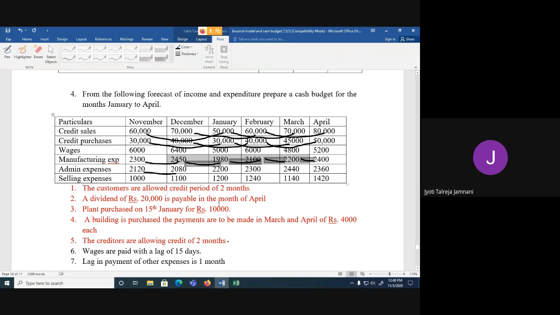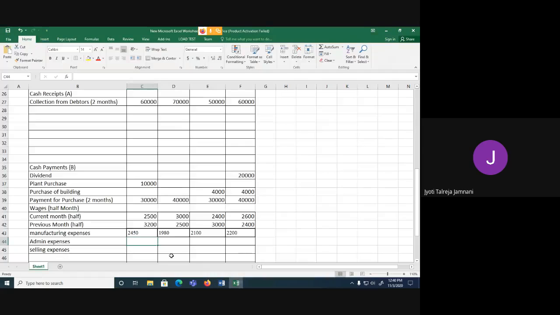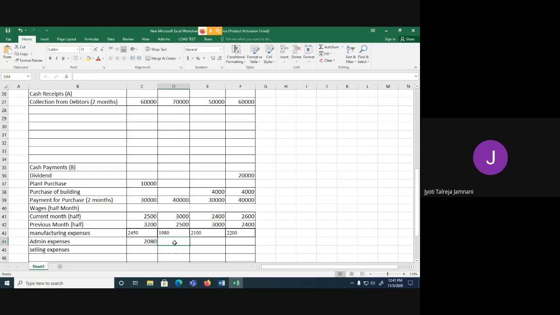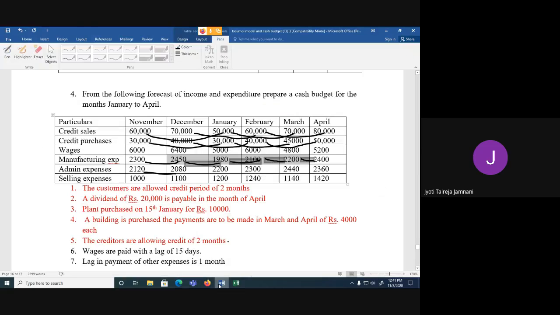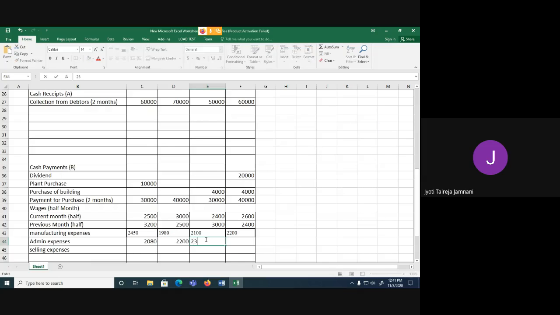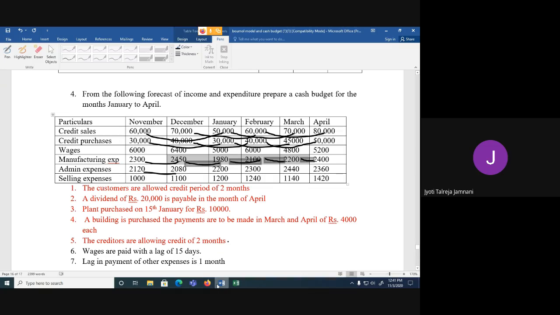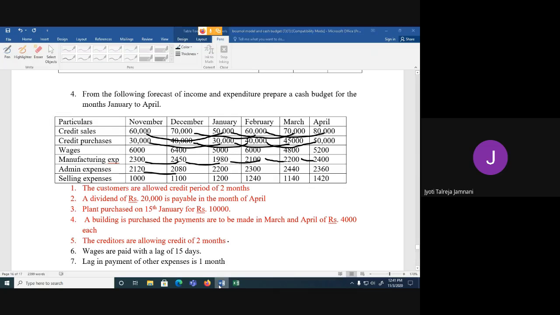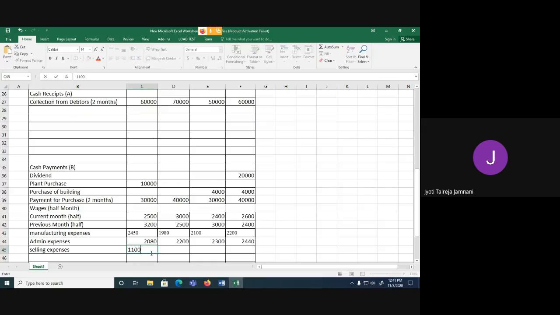Next 2080 admin expense of December in Jan. So 2080. 2,200 of Jan in Feb. So 2,200 here. 2,300 of Feb in March. And 2,440 of March in April of admin expenses. Similarly, selling expenses 1,100 of December will be paid in Jan.